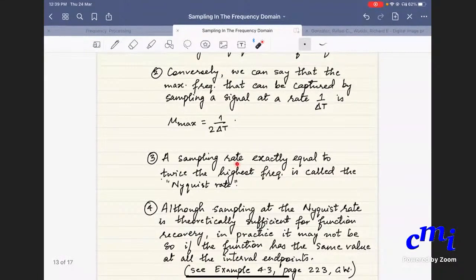Yeah, a sampling rate that exactly equals twice the highest frequency, which means if your 1 over delta t is equal to twice u max, then that sampling rate is called the Nyquist rate. It's just the name, and you will possibly read, "This is sampled at the Nyquist rate," which means that this is being sampled at the critical rate at which function recovery is possible.